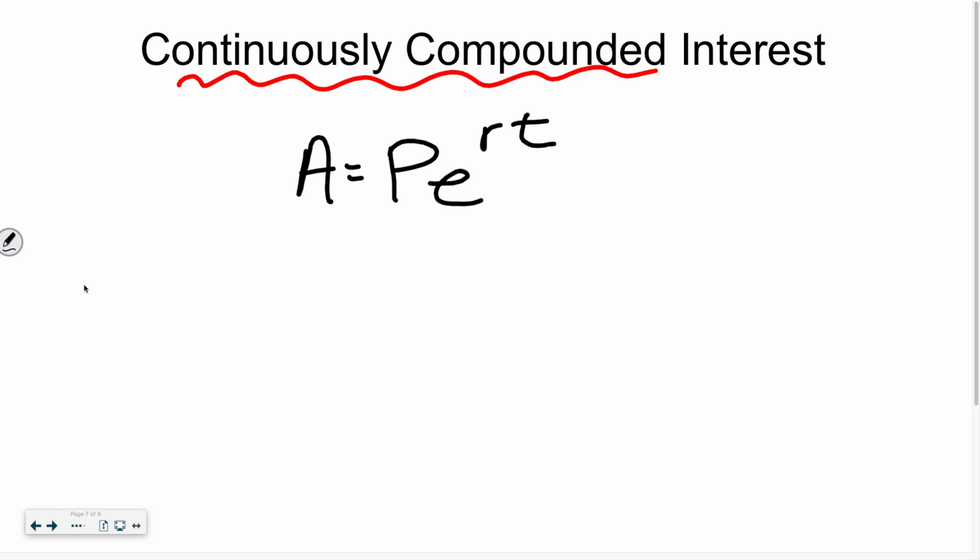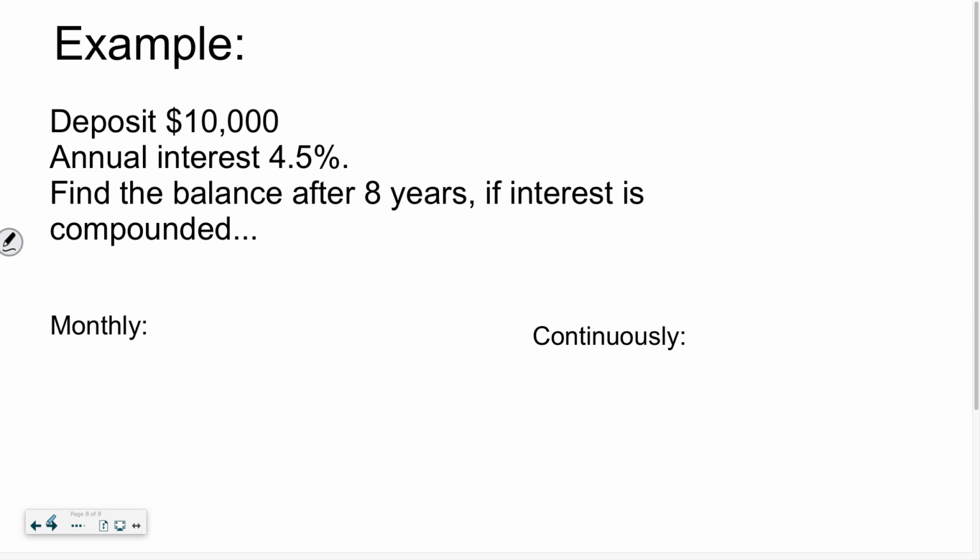Okay. Let's look at an example. It's really not too terrible. It's one of those, once you know the formula, plug and chug. We're going to deposit $10,000. Annual interest rate is going to be 4.5%. And we're going to find the balance after 8 years.